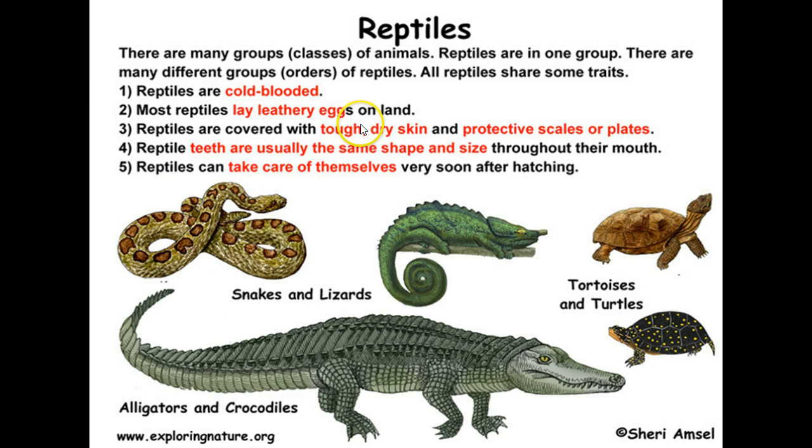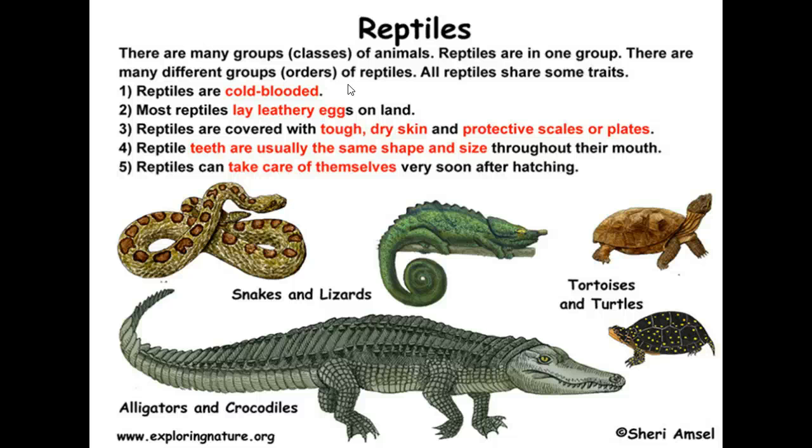Reptiles are classed, they're a class of animals. They're in one group. There are many different groups in order of reptiles. All reptiles share the same traits. Some traits. They're cold-blooded. They lay leathery eggs on land. They have tough, dry skin and protective scales or plates. The teeth are usually the same size and shape through their mouth, and they can take care of themselves very soon after hatching as babies.